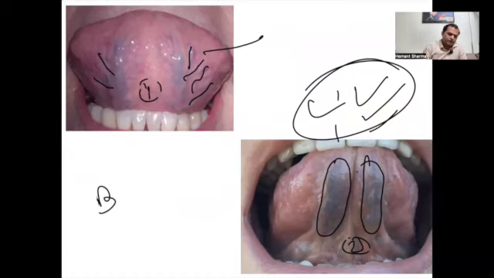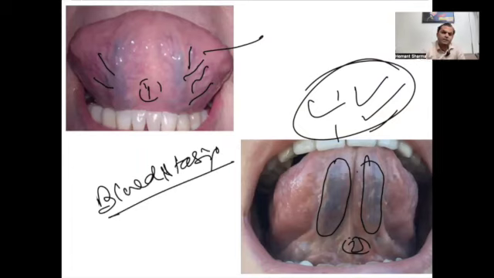And we will directly say blood stasis, especially in the upper burner and the middle burner. Upper burner means lungs, heart, brain. Middle burner means liver.